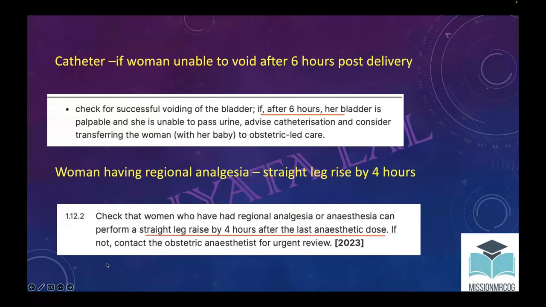Now, if the patient is unable to pass urine 6 hours post-delivery, then a catheter would be required. If the patient is unable to void, then a catheter would be necessary. So this part is again added new in the guideline. Apart from this, if the patient has regional analgesia, it is important that the straight leg raise is done 4 hours after the last anesthetic dose. If it is not possible, then the patient would require review. So this part was not there previously. This also has been added in the new guideline.